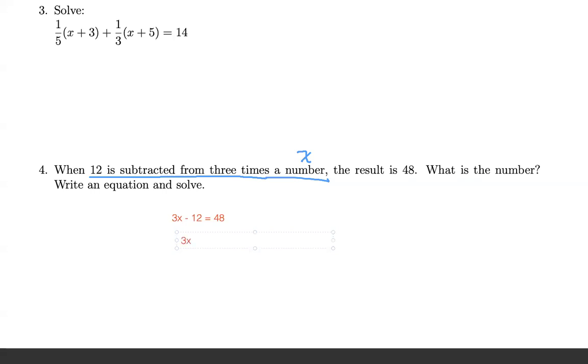We add 12 on both sides. So 48 plus 12, 3x equals 48 plus 12. 40 plus 10 is 50, 8 plus 2 is 10, so that's 60. 60 divided by 3 is 20. So x equals 20. And that's it.